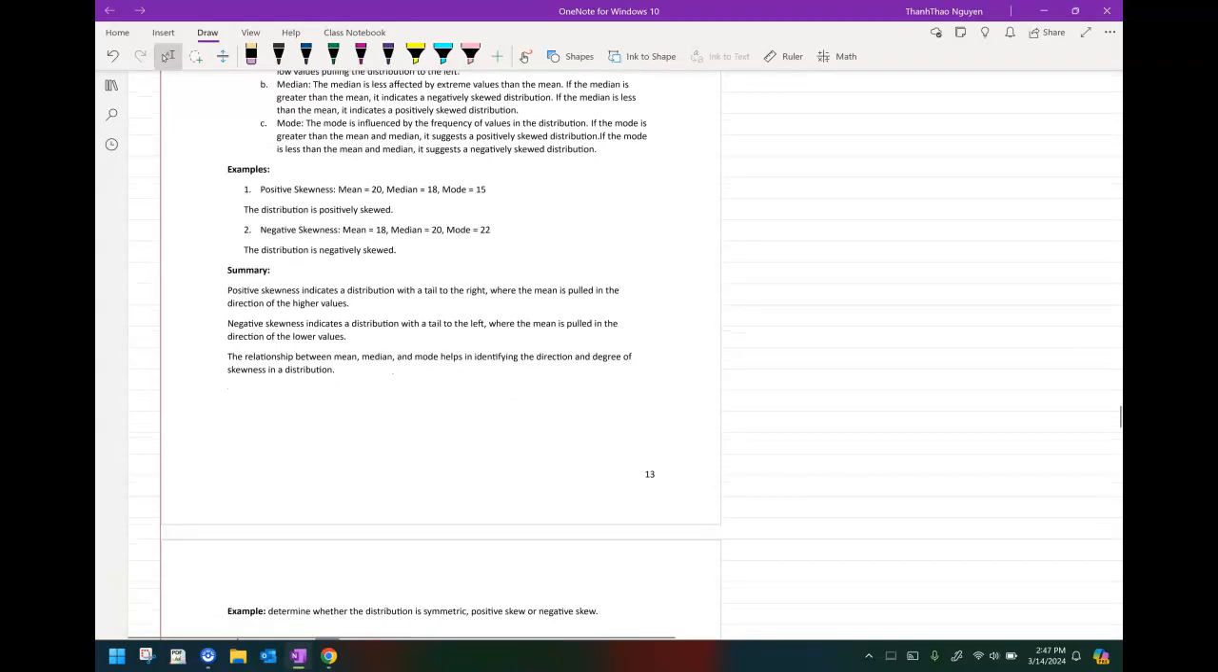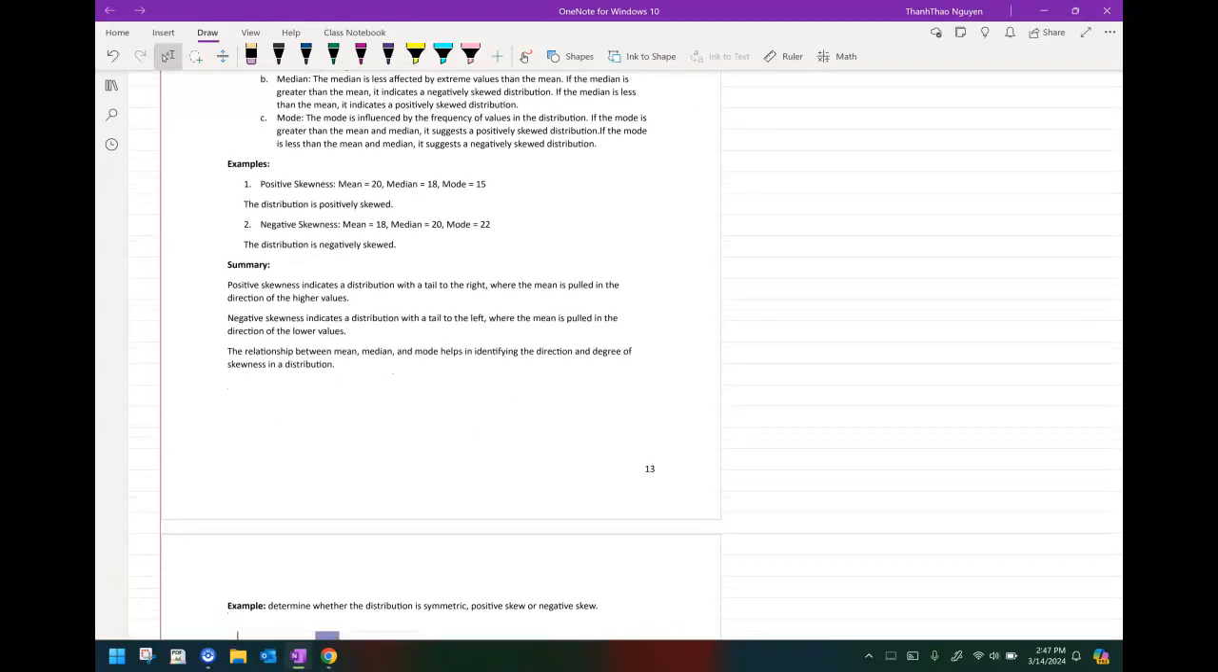A positive skewness indicates a distribution with the tail to the right, where the mean is pulled in the direction of the higher values. The negative skewness indicates a distribution with the tail to the left, where the mean is pulled in the direction of the lower values. The relationship between the mean, median, and mode helps identify the direction and degree of skewness in a distribution.